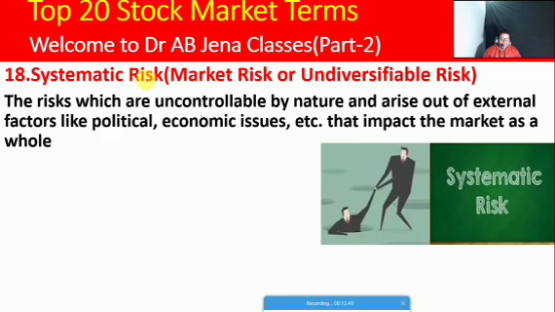Next one, friends, we will see what is systematic risk. Systematic risk is also known as market risk and it is non-diversifiable risk. It cannot be diversified, and a company or an organization cannot control it. So what is this? The risks which are uncontrollable by nature and arise out of external factors, like political factors, economic issues, etc., that impact the market as a whole.